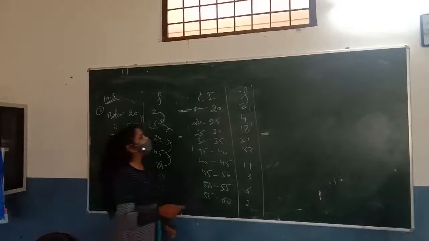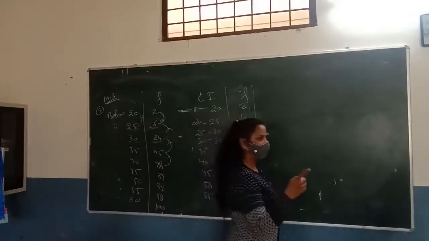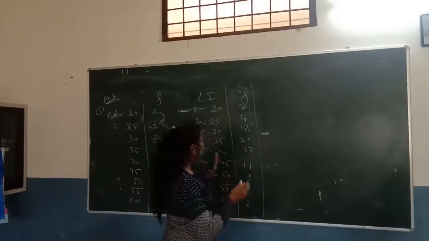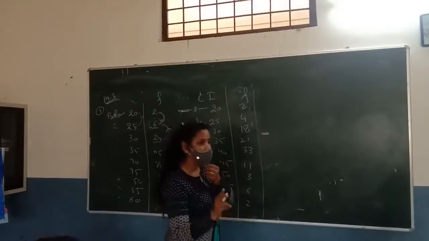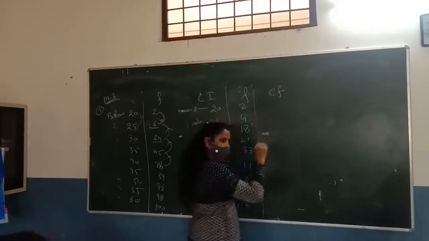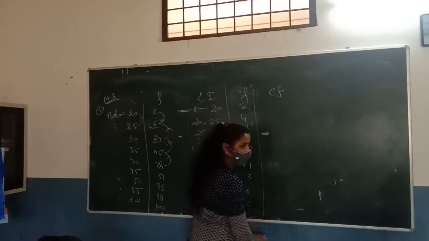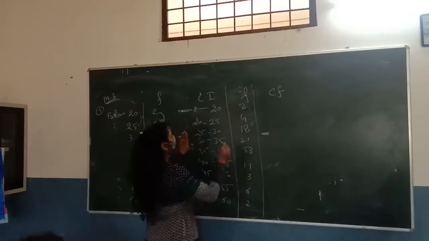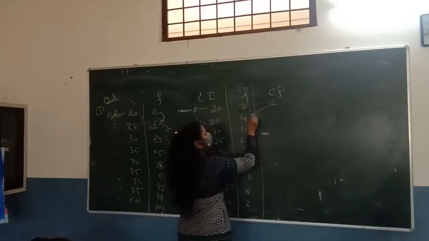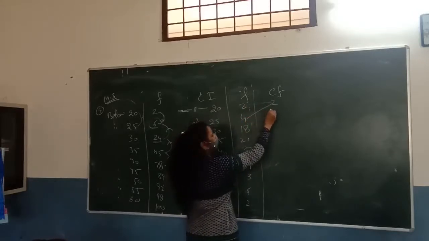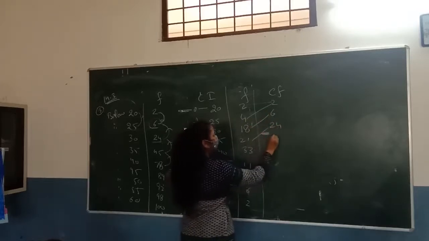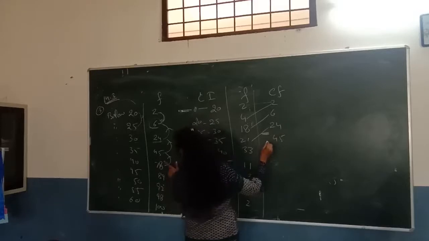Okay, so for finding the median, your name? Nandita. Yes, Nandita. For finding the median from any table, first you should draw the CF table, which is called the cumulative frequency table. So first we will draw the CF table for finding the median class. We can make the CF table like this. 2 is 2. 2 plus 4 is 6. 6 plus 18 is 24. 24 plus 21 is 45. Plus 33 is 78.